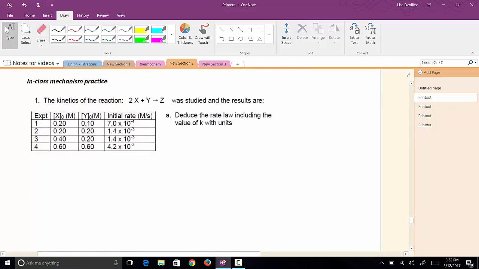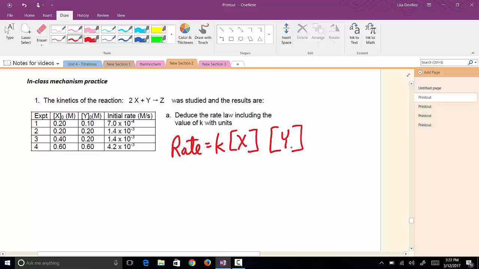Okay, so let's take a look at some data, and this has a little bit of a review in it. All right, so in looking at this, I know my rate law, so I have rate equals k, and in this case, I've got an X raised to some power, and I've got a Y raised to some power. So let's take a look. I'm going to use experiments 2 and 3 to evaluate X. So we have times 2 on the concentration, and the rate is no change. So that means it's going to be 0 order with respect to X.